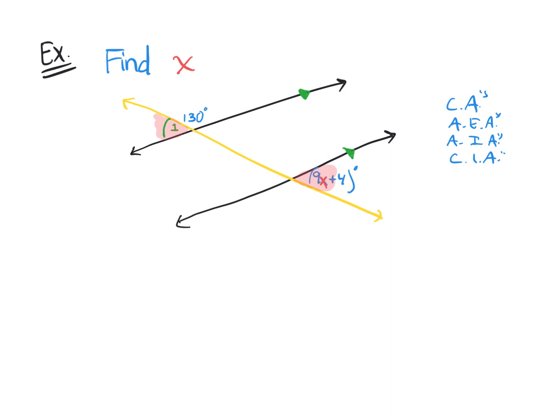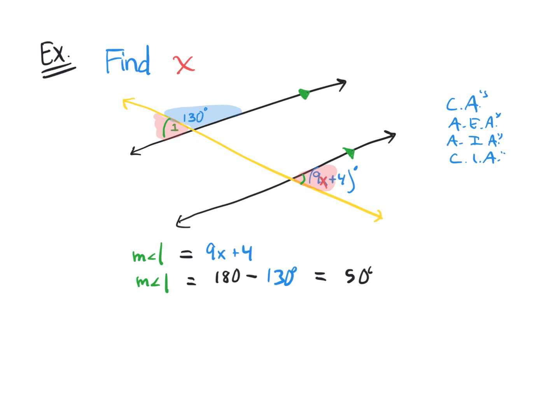And we know that alternate exterior angles have to be congruent if those lines are parallel. So we know that the measure of angle 1 is equal to 9x plus 4. Well, the measure of angle 1 itself forms a linear pair with this 130 degree angle. And so if angle 1's measure plus 130 degrees is 180, we know that angle 1's measure is 180 minus 130.